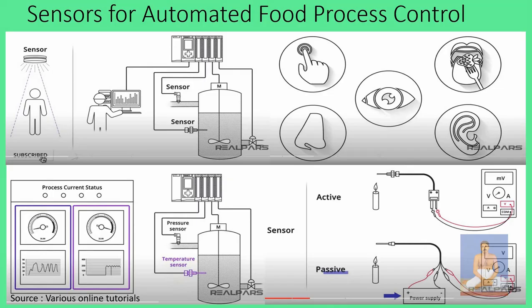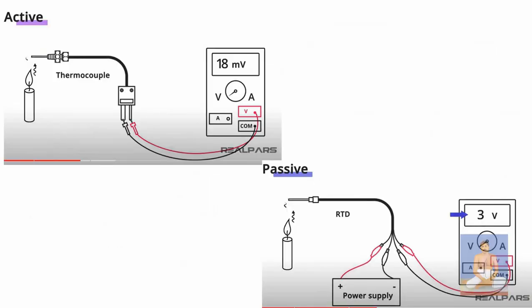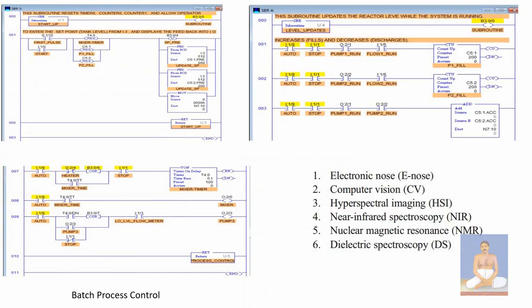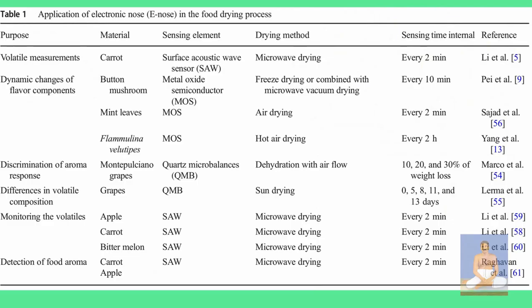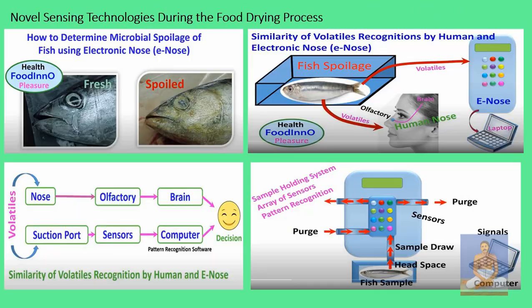And then we come to automated food process control. They have thermocouples and other analog signals, which we use with a programmable logic controller, for novel food systems.